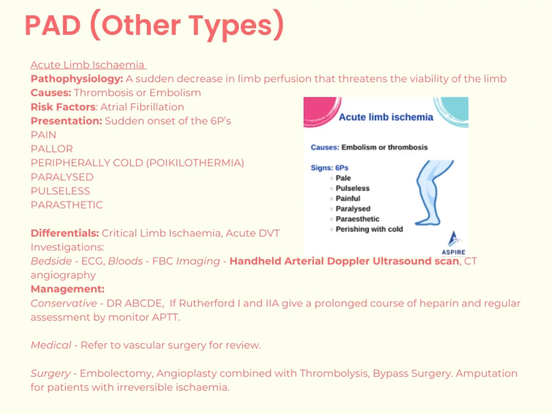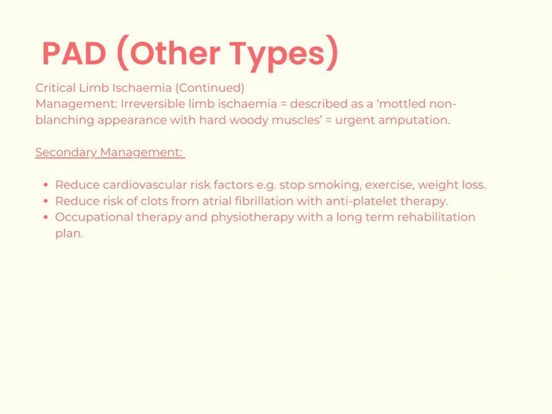If a clot is blocking an artery, we can bypass it, and amputation is usually the go-to for critical limb ischemia, which is a more severe form where there is irreversible limb ischemia, and it's usually described in exam questions as a mottled, non-blanching appearance with hard, woody muscles. So when you see these buzzwords, think of critical limb ischemia, and it requires, unfortunately, urgent amputation because it's irreversible.